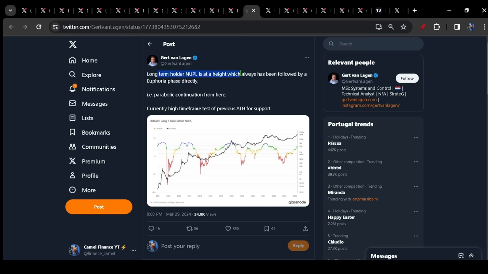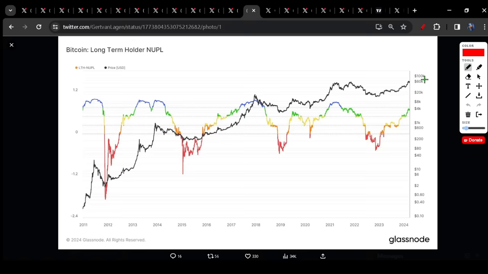And the long-term NUPL, the net unrealized profit and loss, is at a height which has always been followed historically by a euphoria phase. So a parabola continuation from here is to be expected, at least based on historical data, and the current high time frame test of the previous all-time high for support should hold. So we've got Bitcoin price in black at the top and the NUPL in this rainbow colored chart. You can see we have gone all the way from red through orange, yellow, and into green. What should, historically speaking, come next is that move into euphoria blue, just like we had here, which corresponded with a parabola, just like we had here, corresponding with a parabola, and just like we had here, corresponding with this, and of course, this.